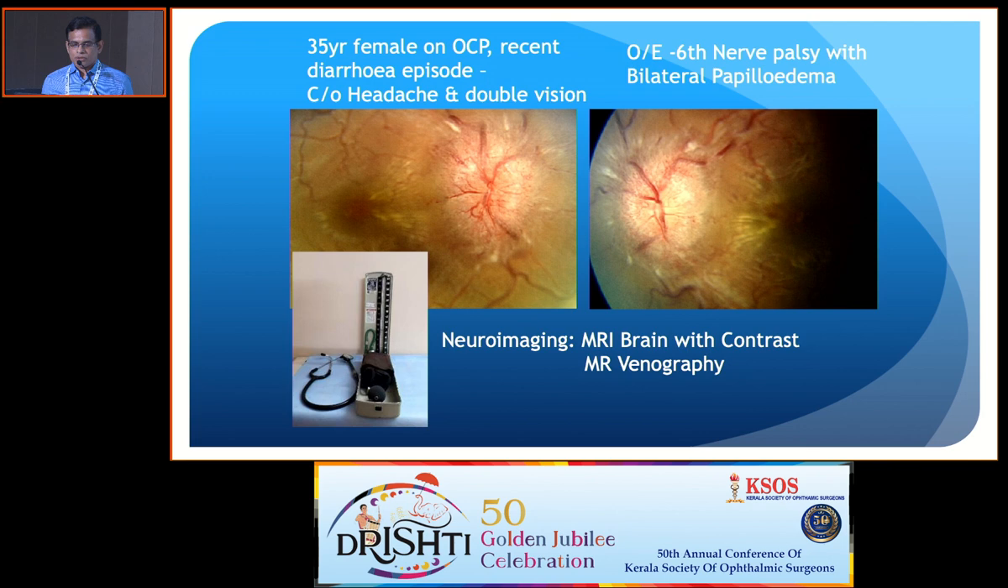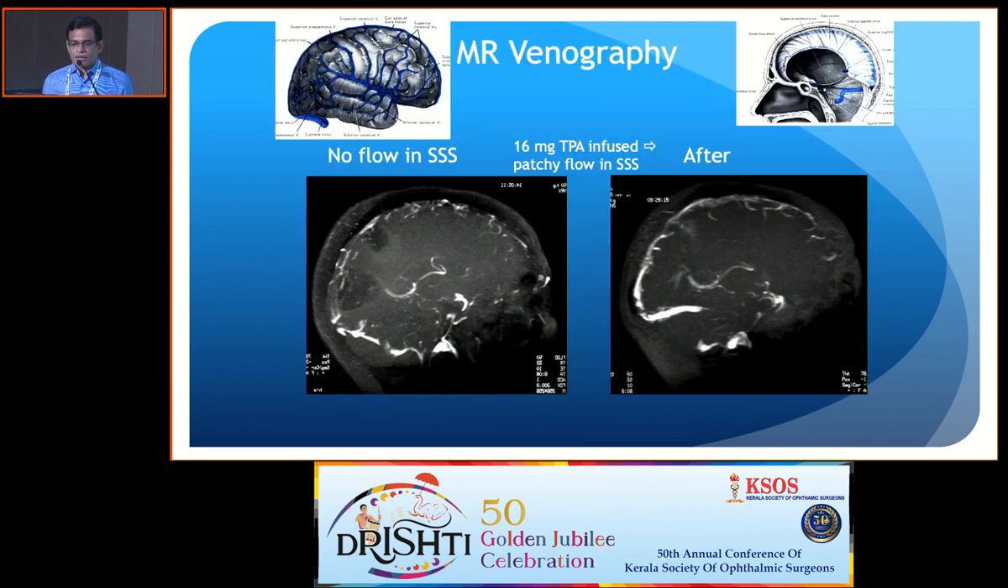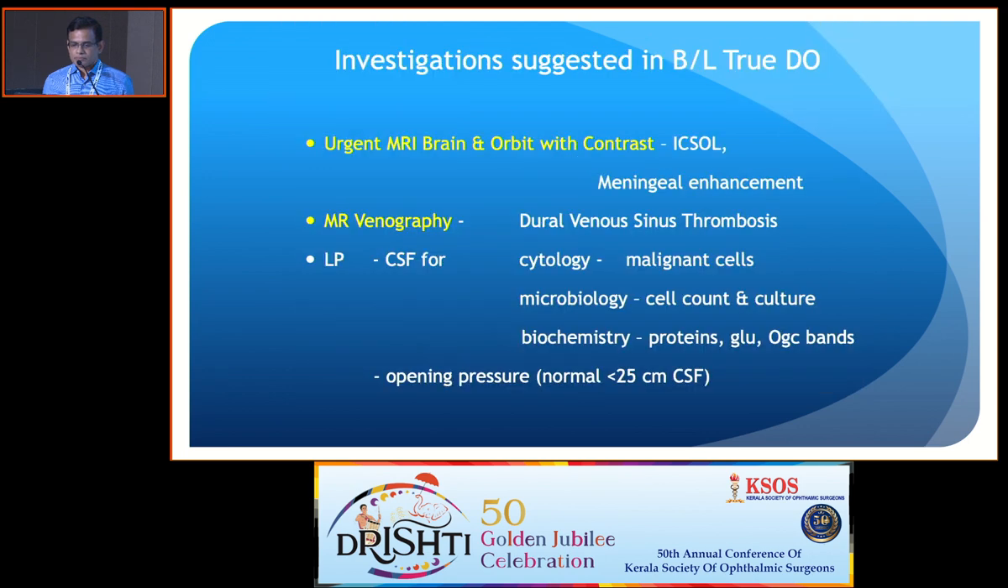Another lady, again I saw in the UK, 35-year-old on oral contraceptive pill with diarrhea. So this causes a hypercoagulable state. She came with headache and double vision because of a 6th nerve palsy, and of course papilledema causing headache. And in all cases of papilledema, MRV should be done, and this showed a superior sagittal sinus thrombosis, and with anticoagulation, she made a good recovery. So investigations in all cases of bilateral disc edema, definitely make sure you do MRI and MRV.